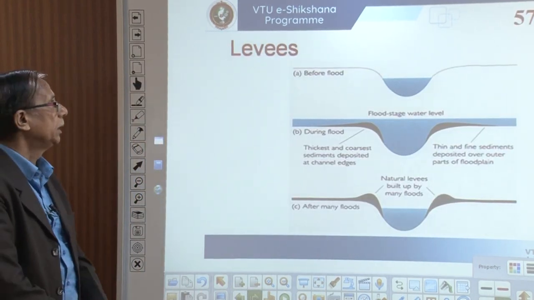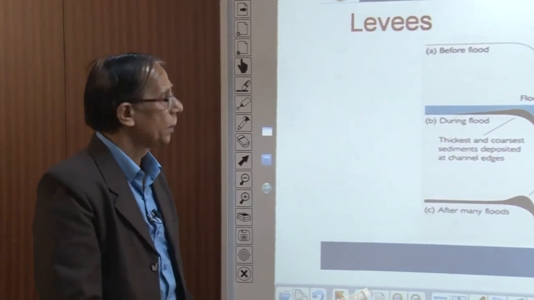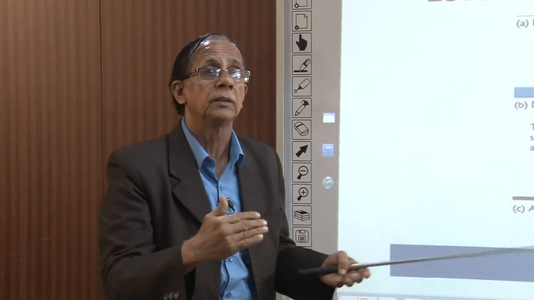Friends, we will continue our discussions on levees. So we have discussed how erosion and deposition together result in different types of landforms, especially in the river dominant system. Now henceforth, only the deposition we shall try to understand.